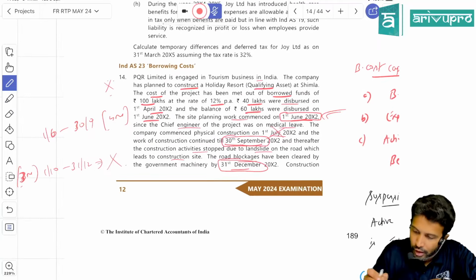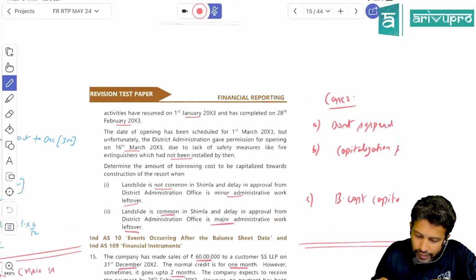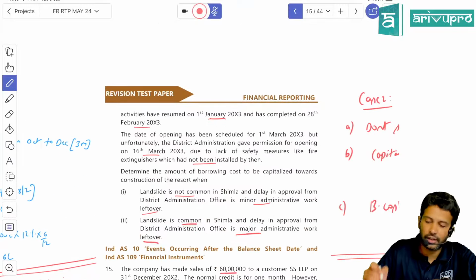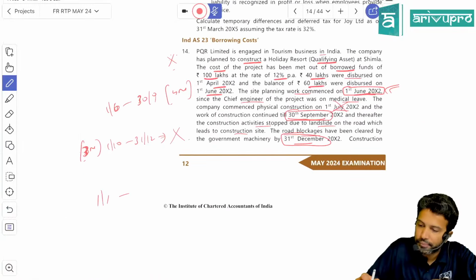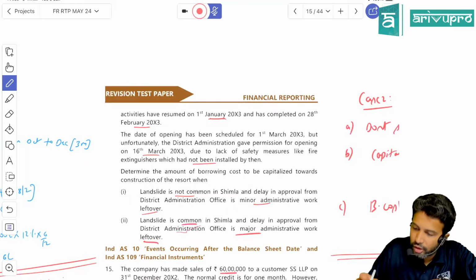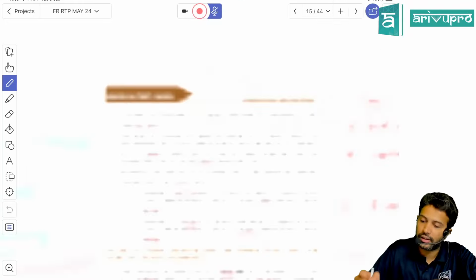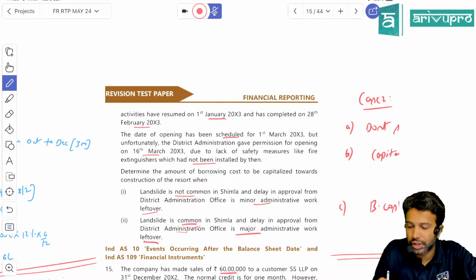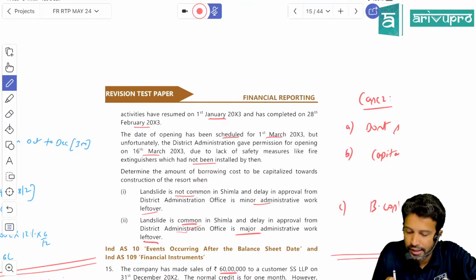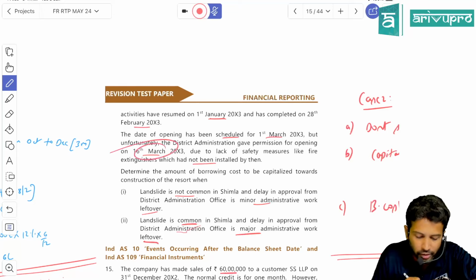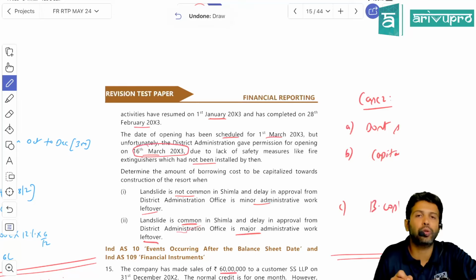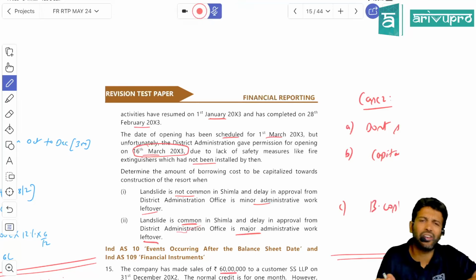Okay, the construction activities resumed on 1st January. Again, on 1st January construction started, and it was completed on 28th February. That is what they've given. The date of opening had been scheduled for 1st March. But unfortunately, the district administration gave permission for opening only on 16th March. So we had to take permission to open this resort, but that permission we received only on 16th March.